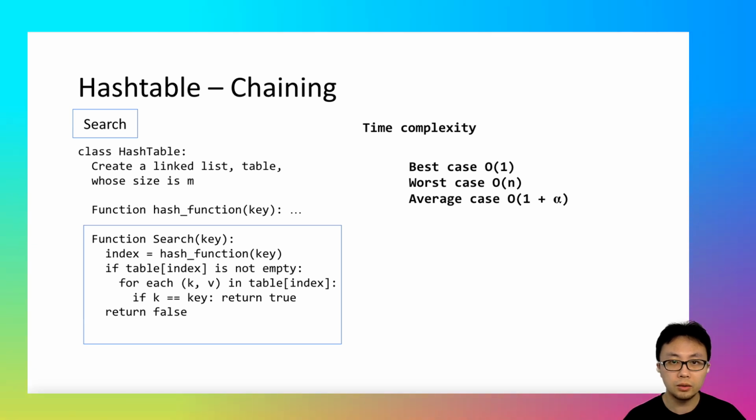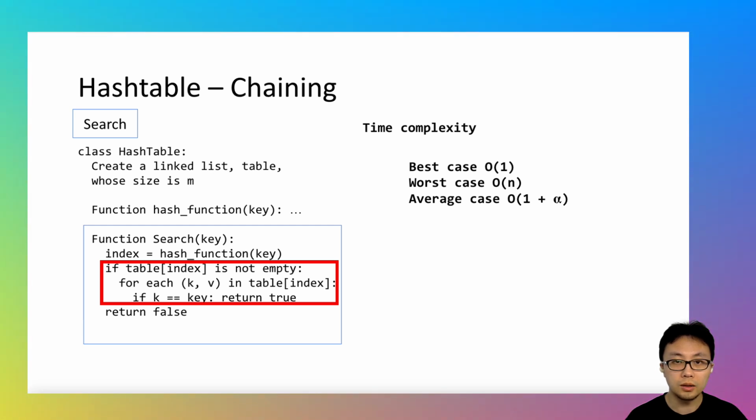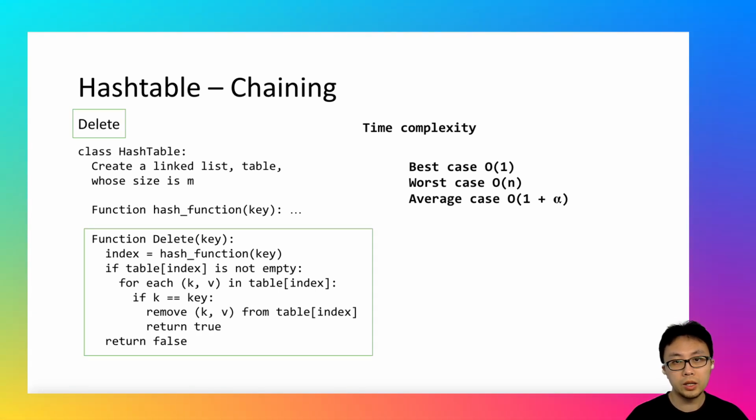As for the search method, the time complexity analysis is the same as the insert method. The major cost of the search method remains the same as the insert method, which is to iterate through the linked list at the corresponding index. I mean this block of code. As a result, the best, worst, and average case analysis of the search method is the same as those of the insert method. The same thing can be said for the delete method. The time complexity analysis of the delete method is the same as the insert method.